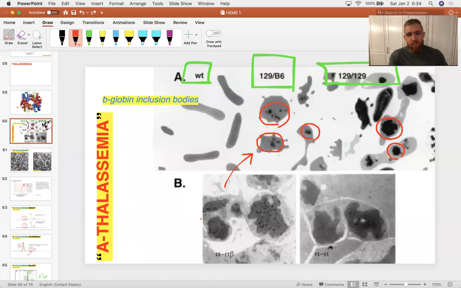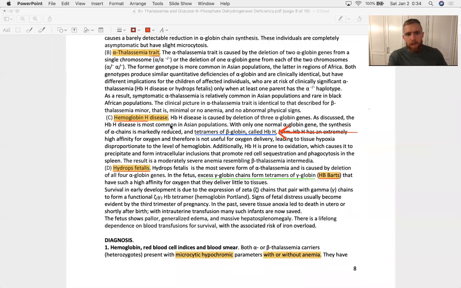So it complexes and it builds up in these blood cells, and they get yanked out by the spleen, or they die in the bone marrow. That's what happens in hemoglobin H disease. But in hemoglobin H disease, you have just enough functioning hemoglobin to where it's compatible with life.